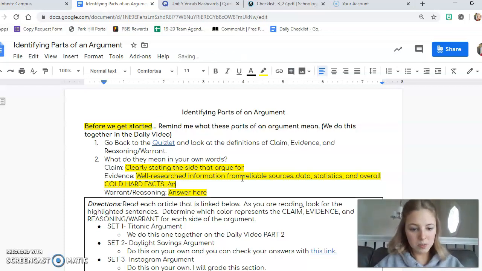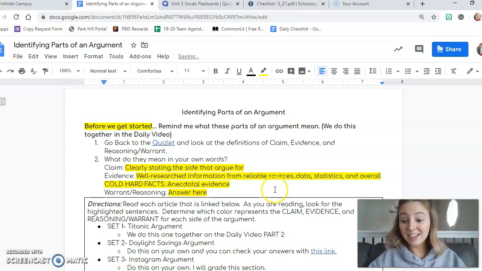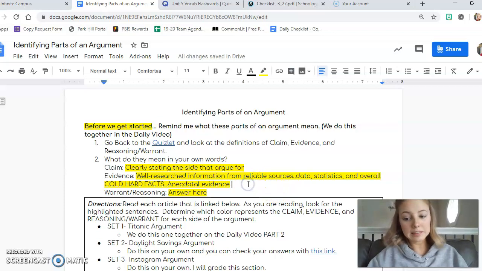Now I will say here, there's something called anecdotal evidence. I'll spell it out just so you know. Anecdotal evidence. This comes from the word anecdote. So if you know what anecdote means, it means like a small story. So a lot of times people might use anecdotal evidence as in they're telling a small story, maybe personal experience, to support their claim or to support why they think what they think.